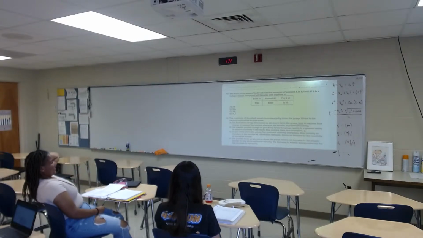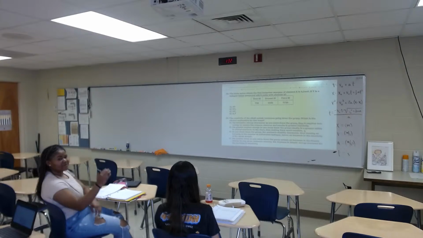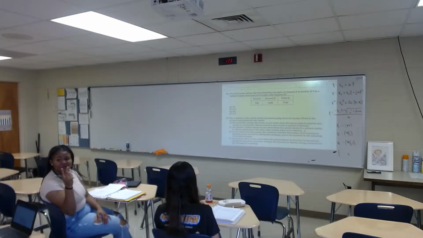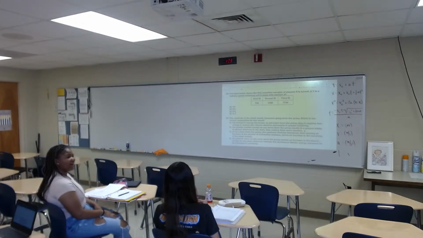Number 24. The table below shows the first ionization energies of element X in kilojoules per mole. If Y is a halogen, which compound will it make with element X? So element X, according to that chart, has how many valence electrons? It has 2, because it went from 738 to 1450, and then it jumped way up to 7730, right?